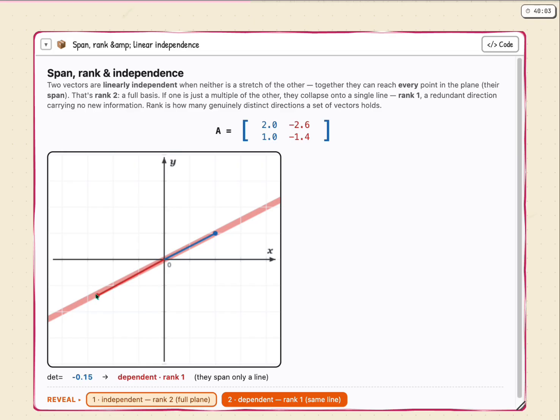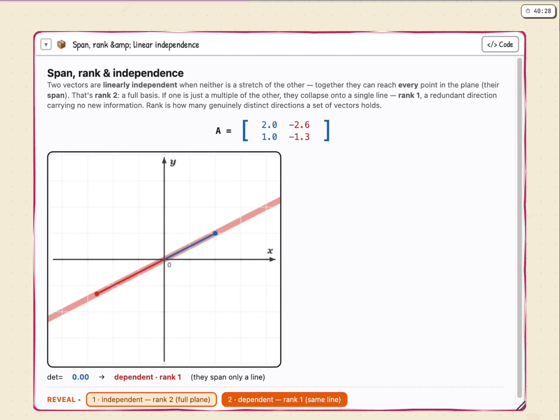It's redundant. This is exactly how we measure whether data has redundant features, or whether a system of equations actually has enough independent information to be solved. Rank counts how many truly independent directions you have. Low rank means hidden redundancy. And redundancy, as PCA just showed us, is something we can compress away. That wraps up the data.